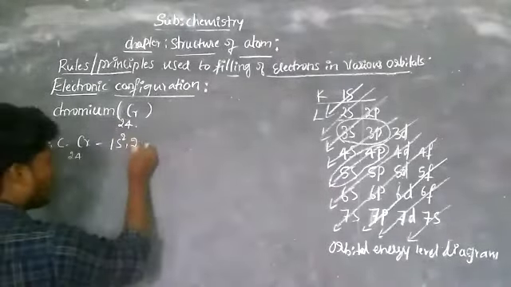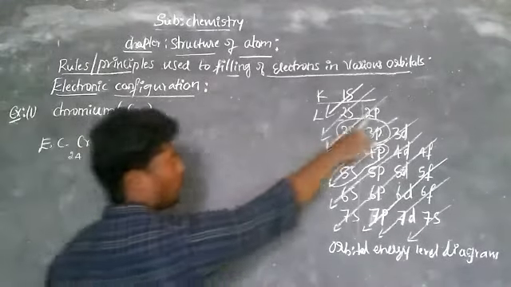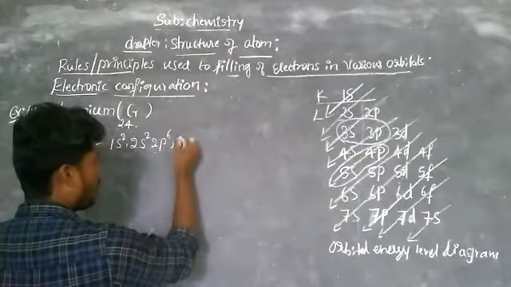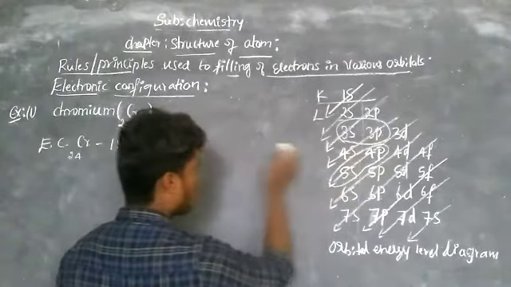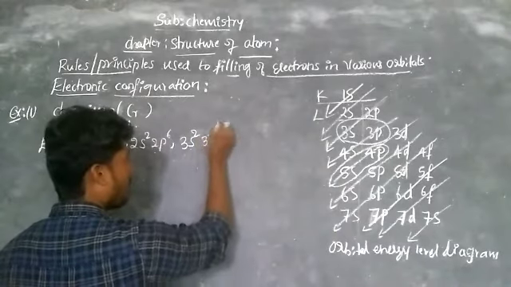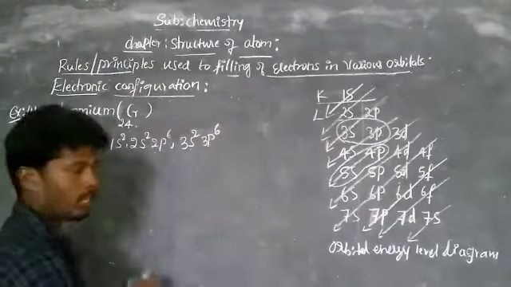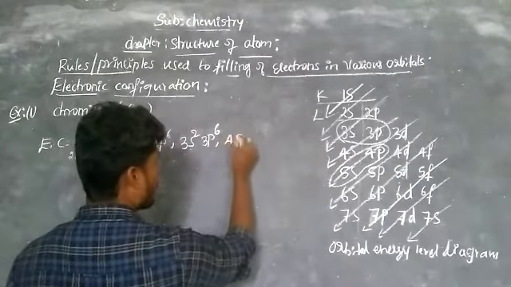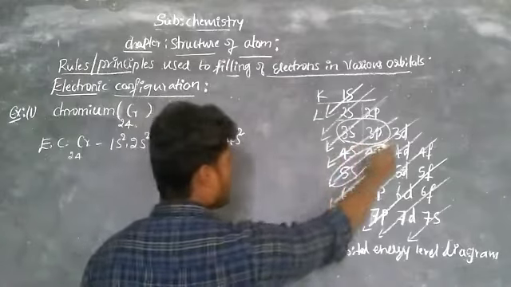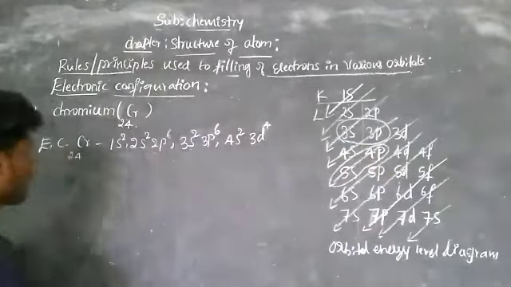Now write its electronic configuration for chromium 24: that is 1s2, 2 electrons, and 2s2, then 2p6, after 2p there is 3s. Put a comma, 3s2, then after 3s comes 3p and 4s. The p orbitals have a maximum of 6 electrons, right? 3 orbitals, 6 electrons. Then 3p6, 4s2. Then after 4s, 3d4.